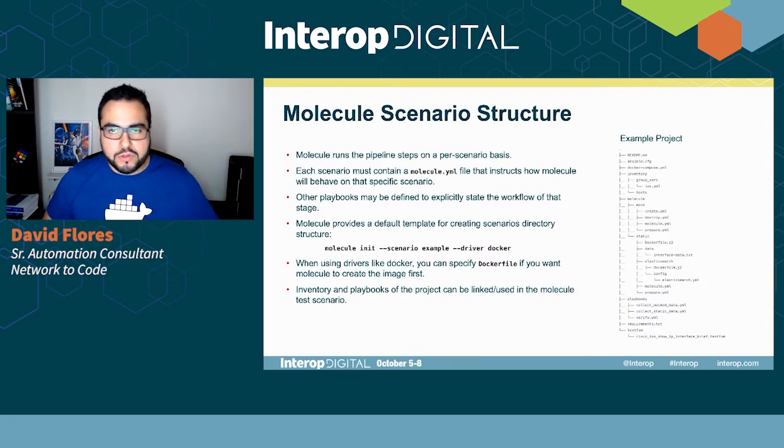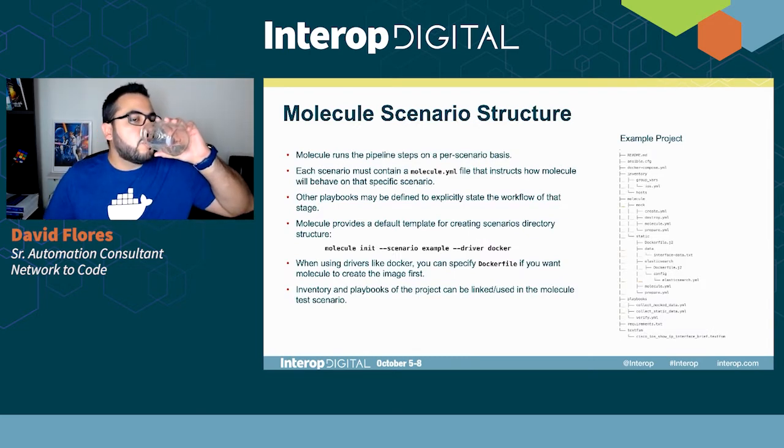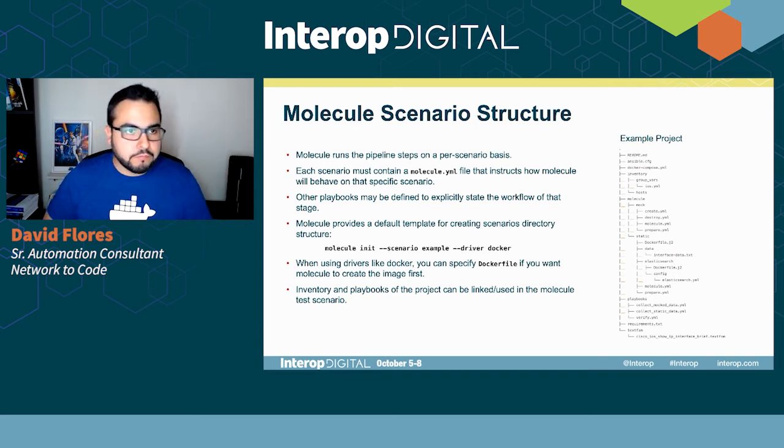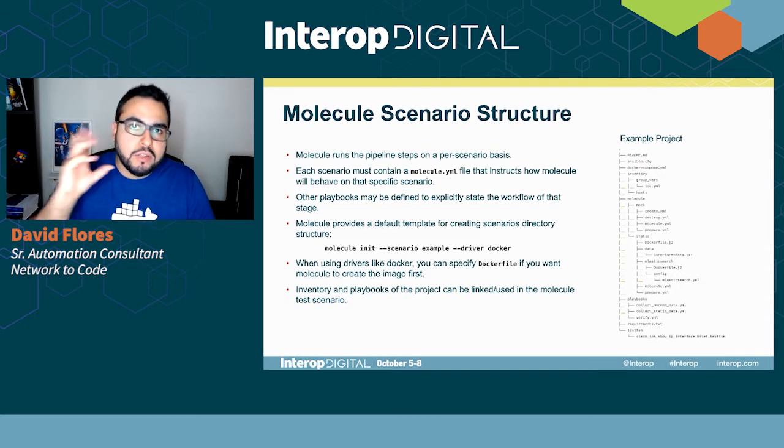Now, Molecule scenario structure. Molecule runs the pipeline steps on a per scenario basis. Each scenario must contain a molecule.yml file that instructs how Molecule will behave on that specific scenario. Other playbooks may be defined to explicitly state the workflow of that stage. A good example is the demo. We have a create.yml, a destroy.yml, a prepare.yml, where I manually specify the tasks that are going to run on each phase.